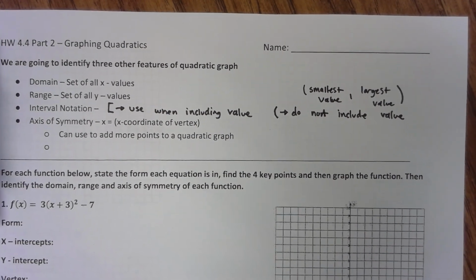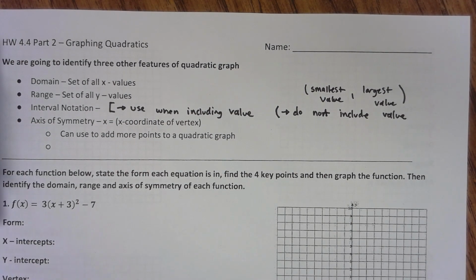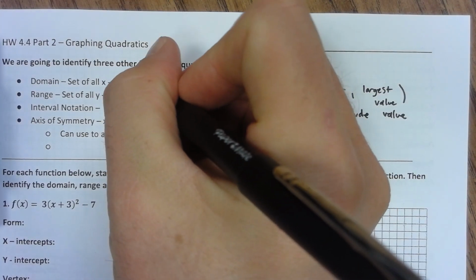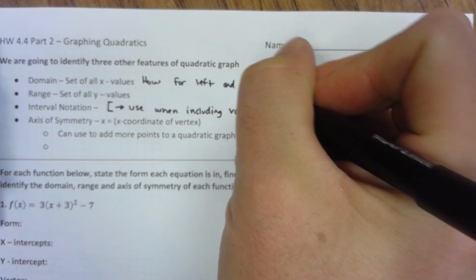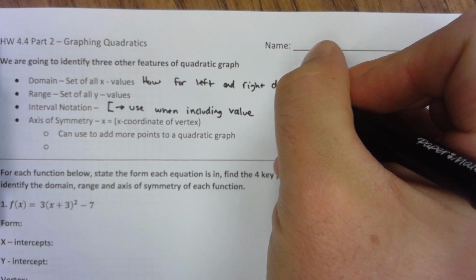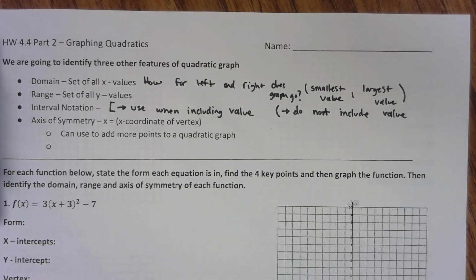Now, when we're talking about the domain, there are some questions you can ask yourself to easily identify that domain. Because x values move left or right, for us to describe all the x values, we basically need to answer how far left and right does the graph go? How far left will tell us the smallest value, because with x values, the further left you go, the smaller it's going to get. How far right it goes will tell you the largest value. You're going to see some patterns with our domain for all quadratic functions. It's the same for everyone.